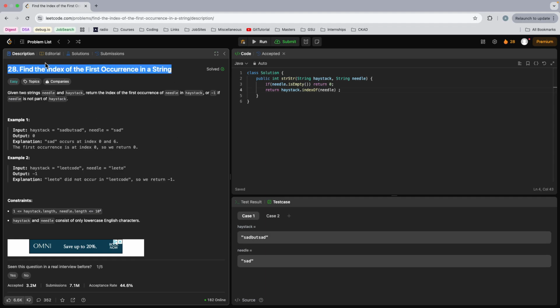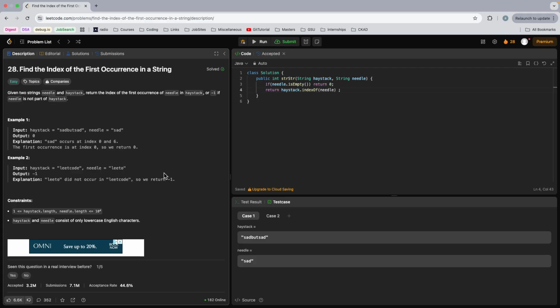The question is very simple. Find the index of the first occurrence in a string, right? So you're given a haystack, a text, and you're given a pattern. You have to return the first index where it occurs. And if it does not occur anywhere in the string, you just return -1. So the problem statement is pretty simple.